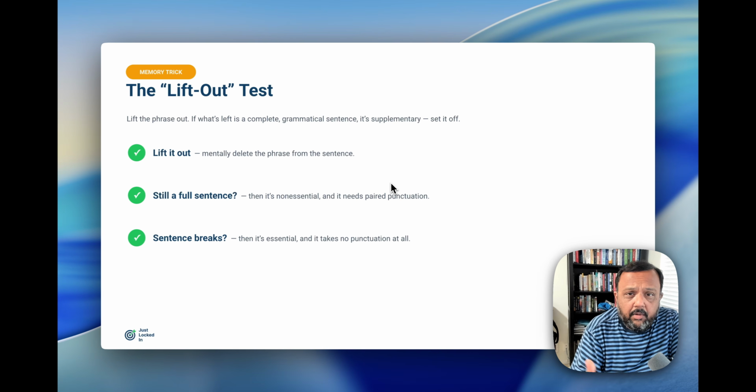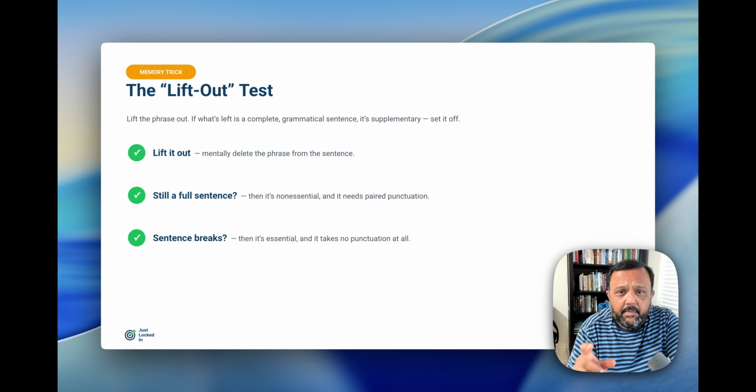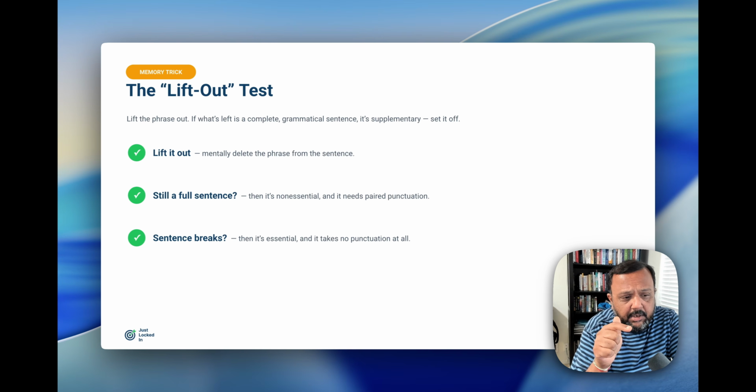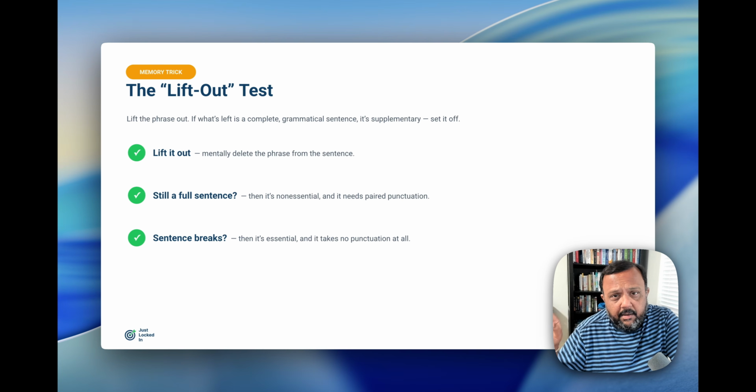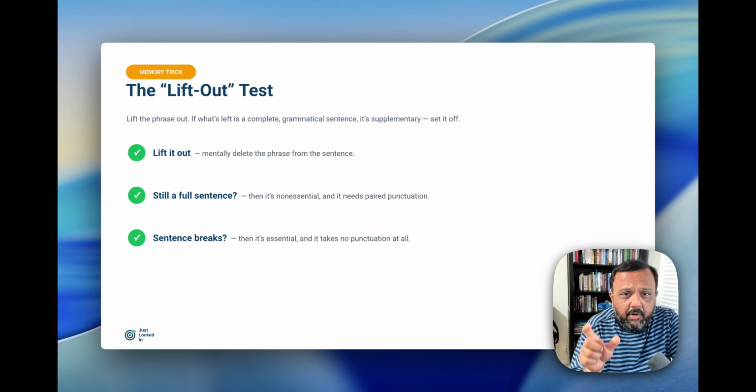So how do you find out if a phrase or a clause or a word is non-essential information? Perform the lift-out test. We're going to use this lift-out test in many contexts, not just in this particular pattern, but also in patterns like subject-verb agreement. So being able to identify non-essential clauses or non-essential information in general is very helpful. The way to do that is the lift-out test.